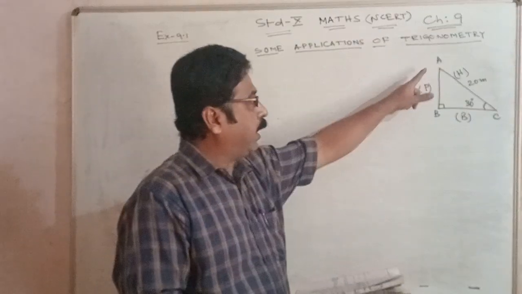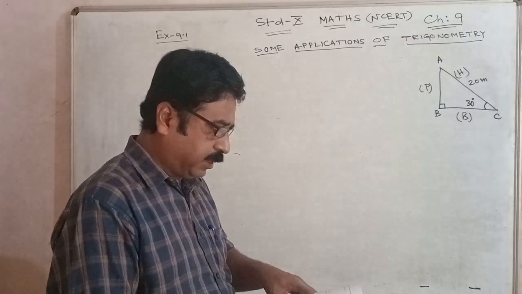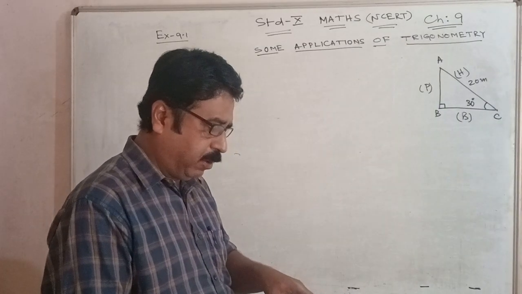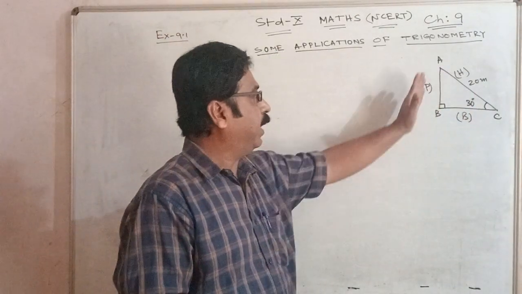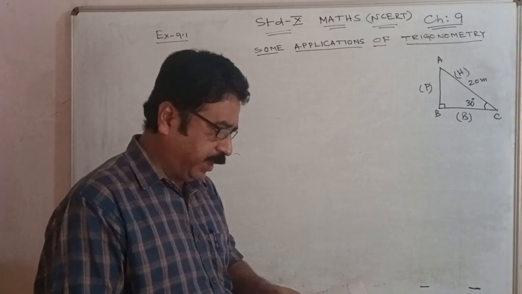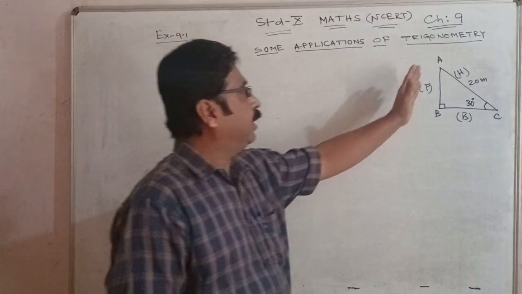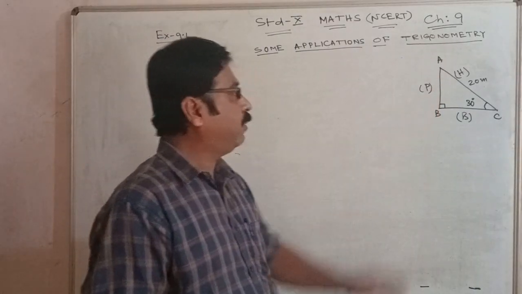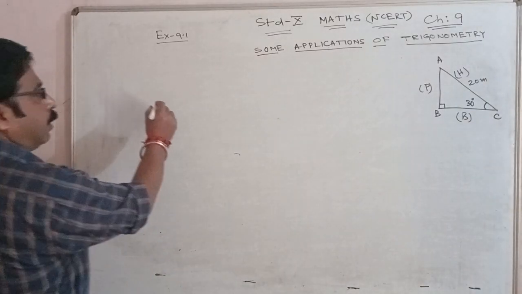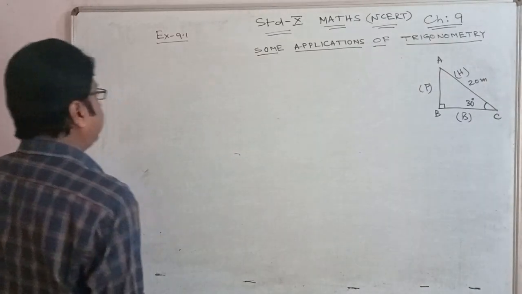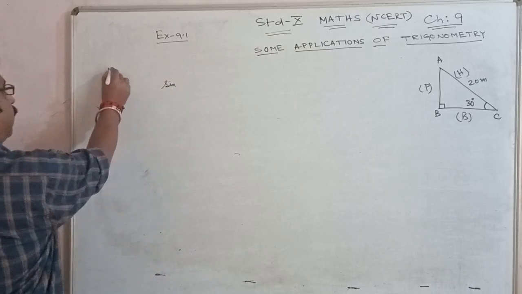In this sum, AB is the vertical pole, and a circus artist is climbing a 20-meter long rope. So AC is the rope and AB is the vertical pole. Find the height of the pole. That means AB, this we have to find. We can use perpendicular and hypotenuse, sine. Question number 1.